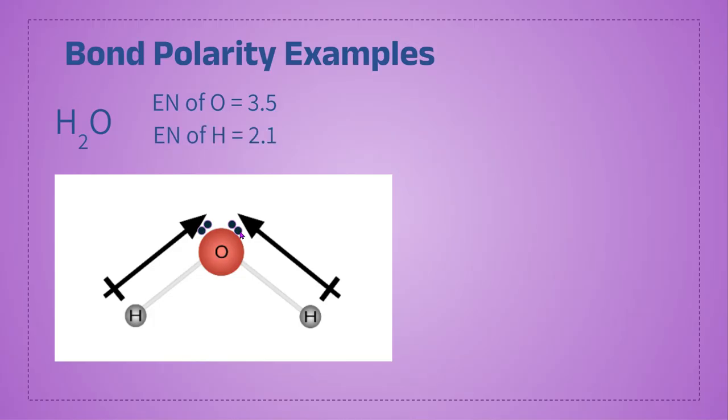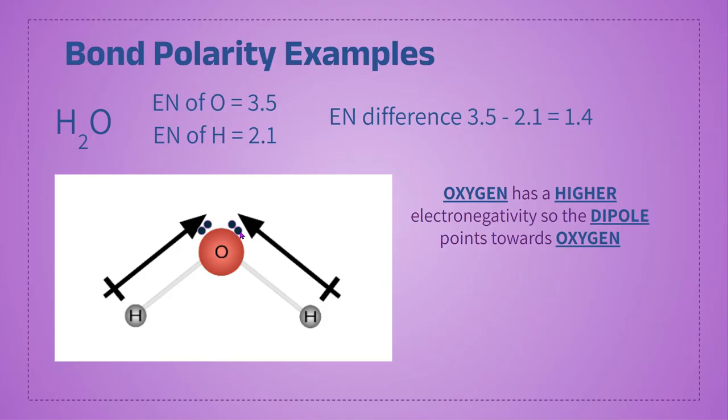I look at the electronegativity table, and it tells me that the electronegativity of oxygen is 3.5 and hydrogen is 2.1. If I take the difference, that gives me an electronegativity difference of 1.4. Oxygen has a higher electronegativity, so the dipole arrow points towards the oxygen. We have two dipole arrows pointing towards the oxygen. This means that oxygen is going to be much more negative than the hydrogen end of the molecule. We would classify the hydrogen-oxygen bond as polar.